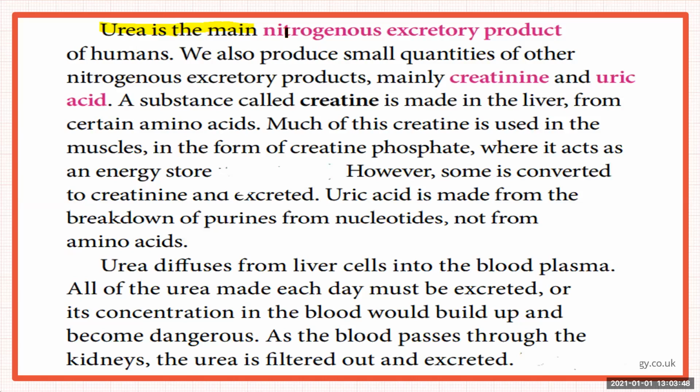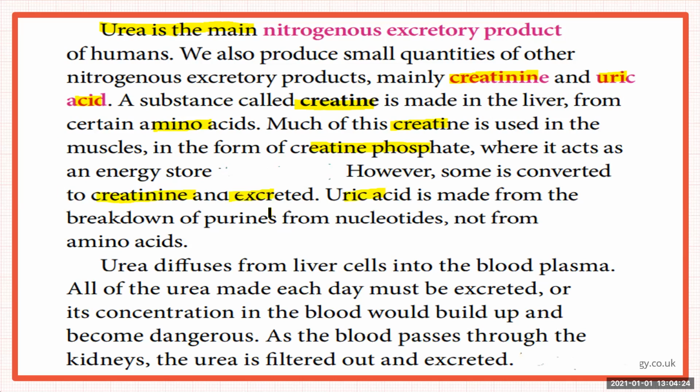So urea is the main nitrogenous excretory product of humans, right? We also produce small quantities of other nitrogenous excretory products, and two of those are creatinine and uric acid. Now, creatinine is made from a substance which is creatine, which is made in the liver from certain amino acids. Much of this creatine is used as a stored form of energy, right? It's there in the muscle in the form of creatine phosphate, and it acts as an energy store. However, some of it is converted into creatinine as well. This creatinine is excreted to the kidneys, right?